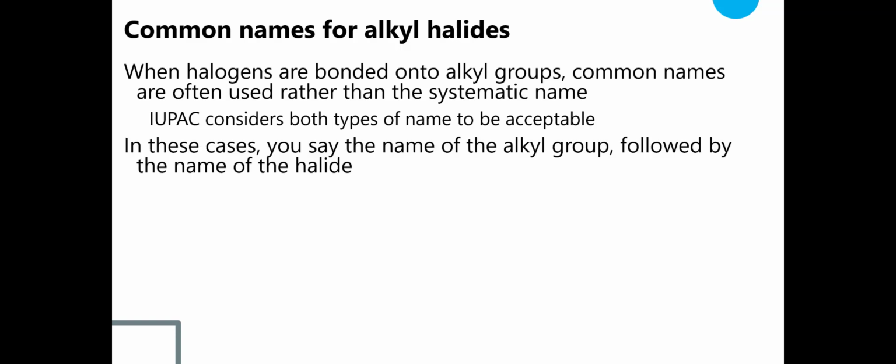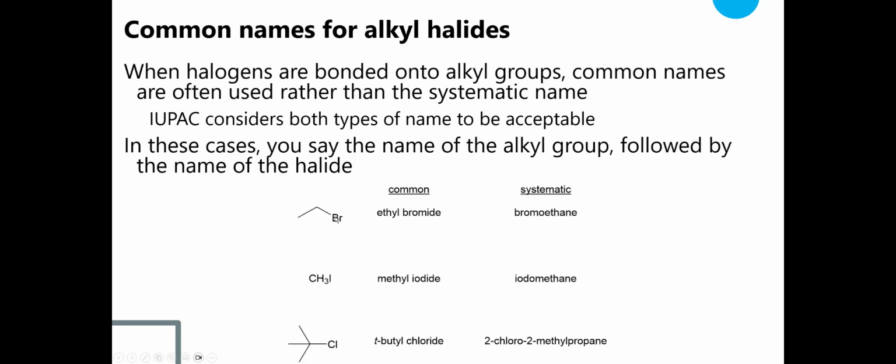So to use these common names, we say the name of the alkyl group and then the name of the halide ending in -ide. So for example, here we have an ethyl group attached to a bromine, so we would name this ethyl bromide. Notice it's almost like you would name an ionic compound, sodium bromide, potassium bromide. We're just here using ethyl as if it were a cation, so ethyl bromide. Note the systematic name would be bromoethane.